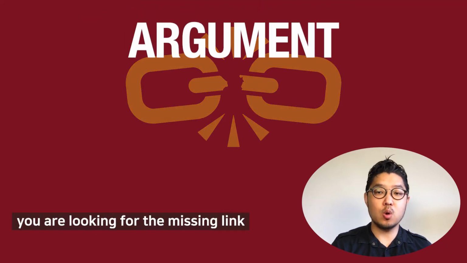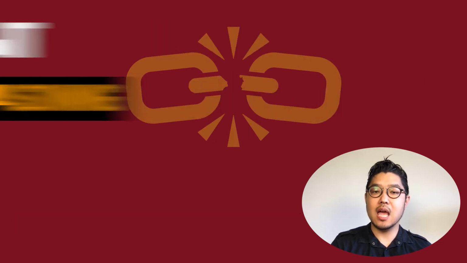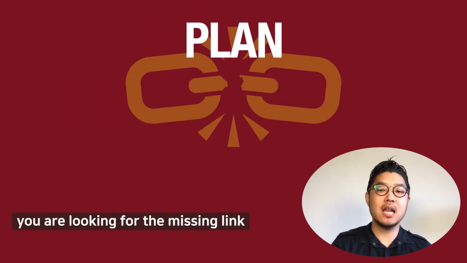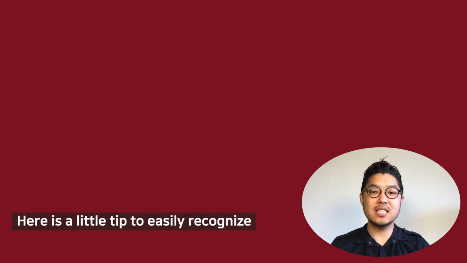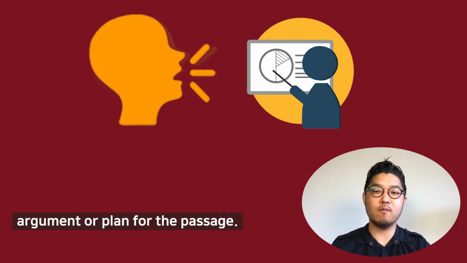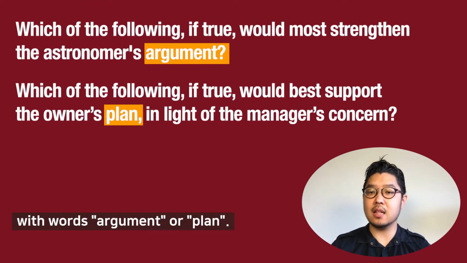In argument, you are looking for the missing link between the conclusion and the reasoning. In plan, you are looking for the missing link between the purpose and the means. Here is a little tip to easily recognize argument or plan for the passage. Many times it is explicitly stated in the question with the words argument or plan.